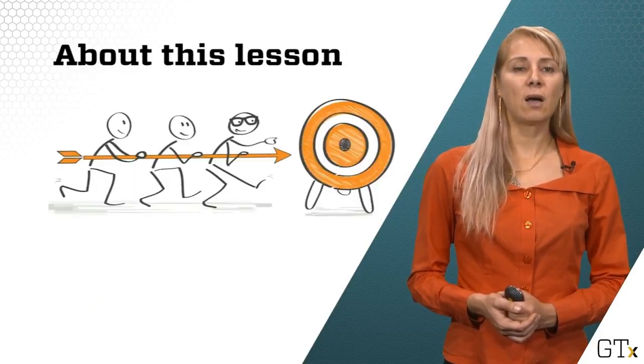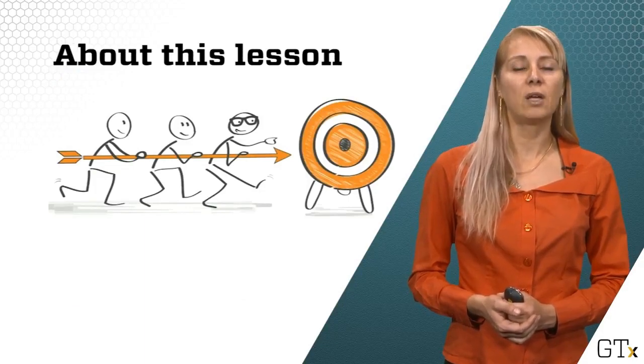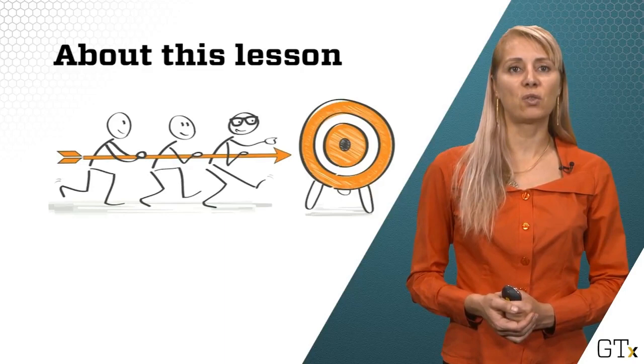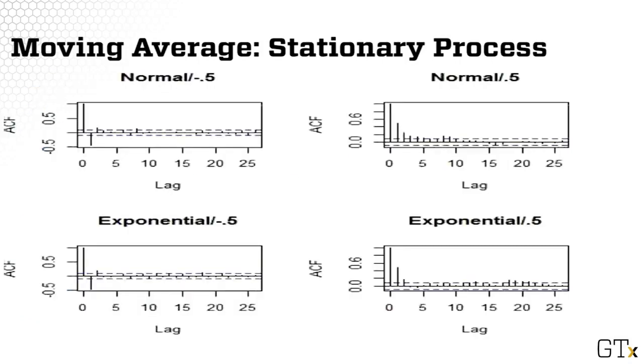In this lesson, I will continue the introduction of the concepts of the ACF and PACF, the two autocorrelation functions, with a simulation study. This is a simulation from a previous lesson. In the simulation, I simulated MA processes as shown in the box on the right. The first process has coefficients 0.5 and 0.2, whereas in the second process I've changed the coefficient from 0.5 to minus 0.5. The ACF plots are here.